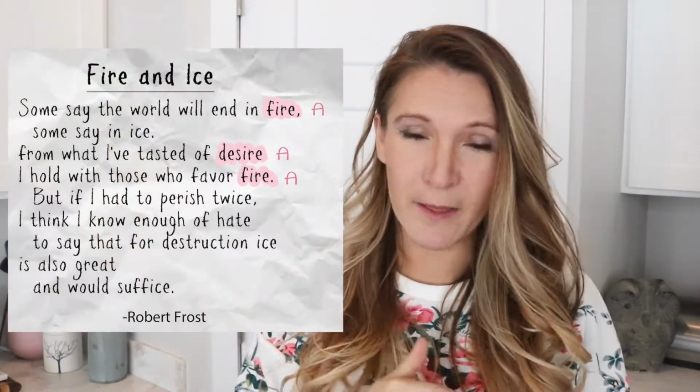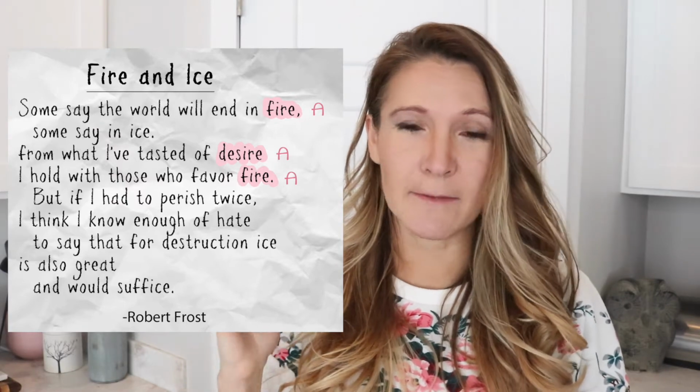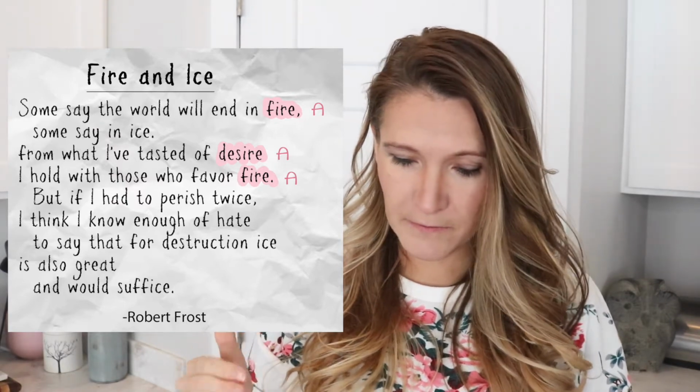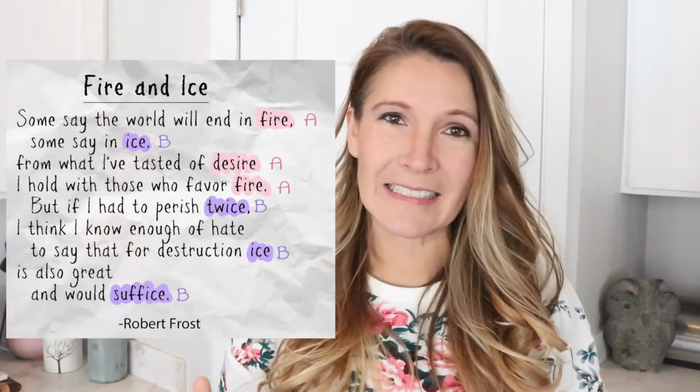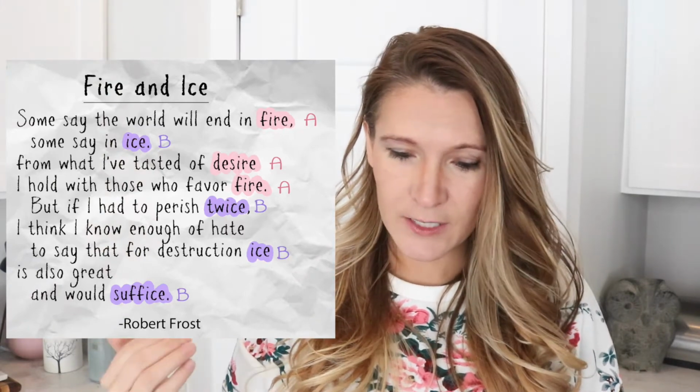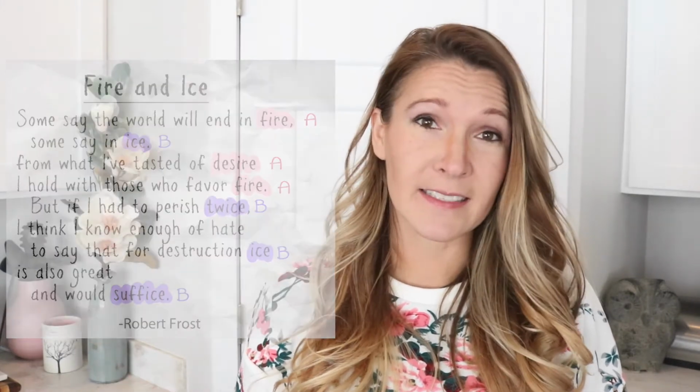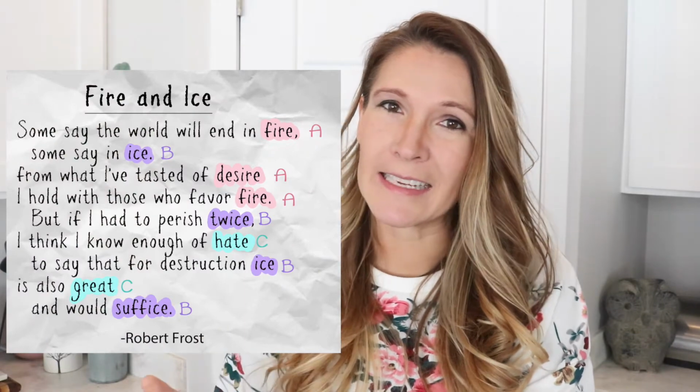So once I read the poem, I like to determine first if I noticed an obvious structure or rhyme scheme, and there is a rhyme scheme here. So I'm going to take a handy dandy pencil and mark it out. I noticed right away on the first line that A rhyme is fire, desire, fire. The B rhyme here, the next line down, is ice. Ice, twice, suffice. And there's a small C rhyme here in hate and great.